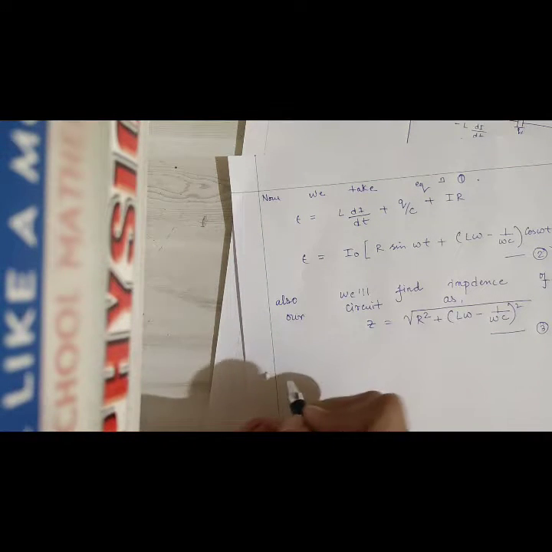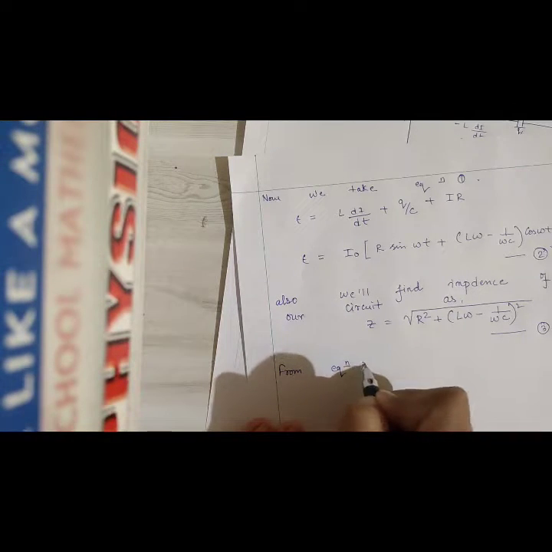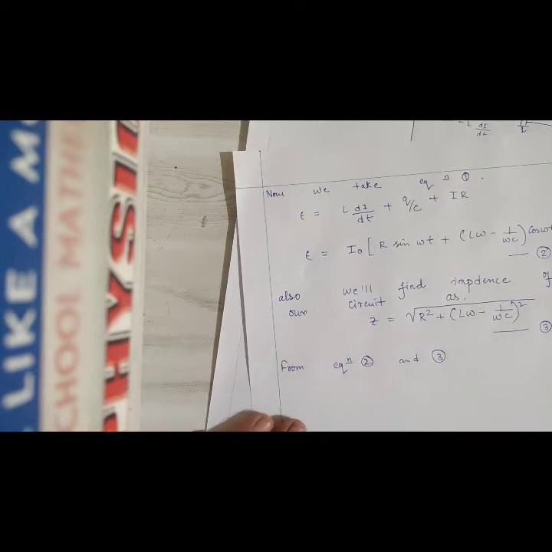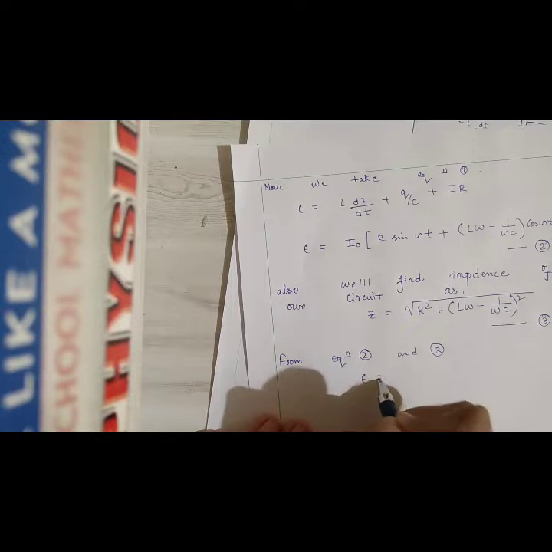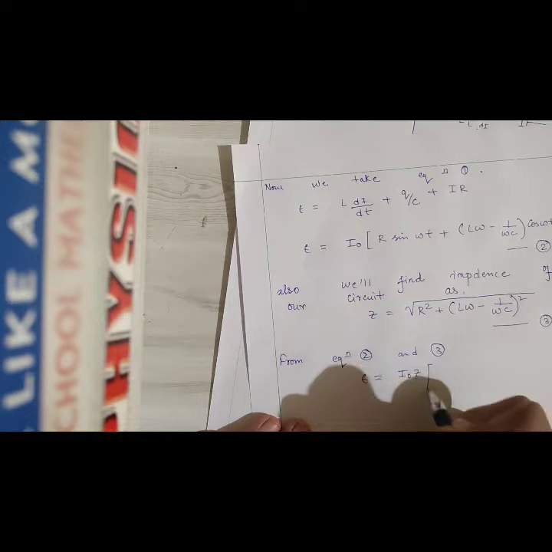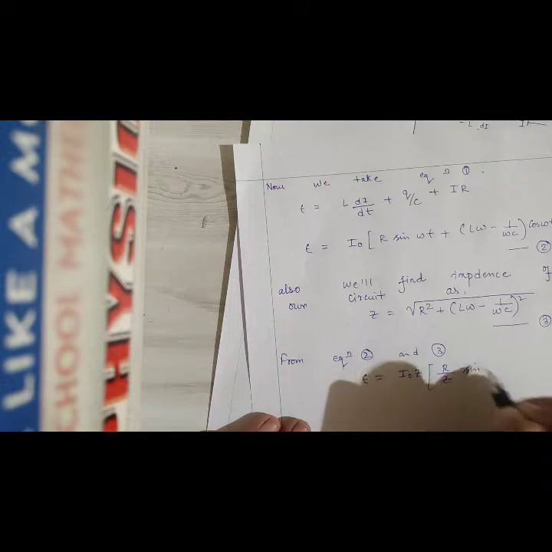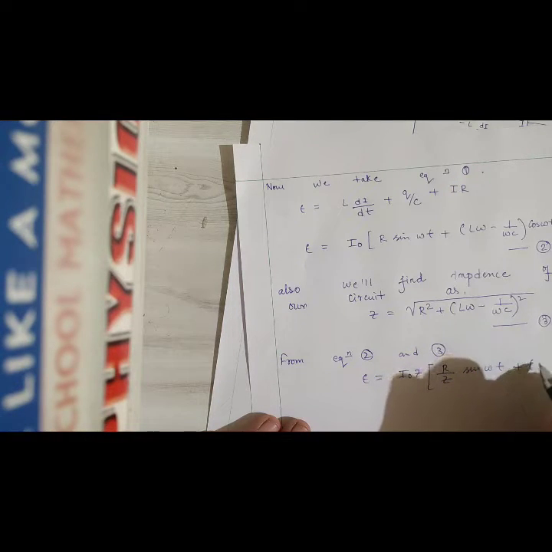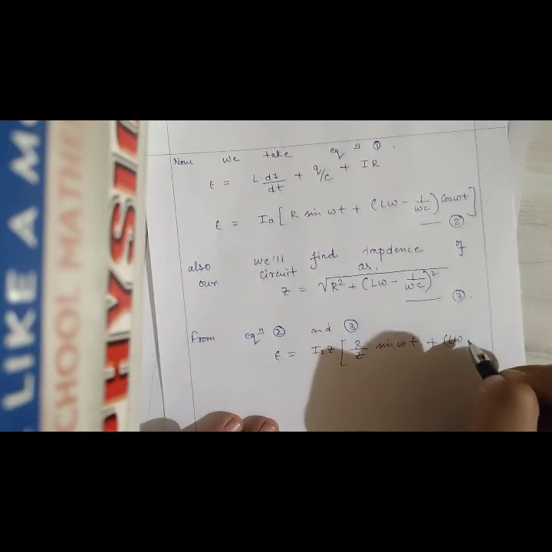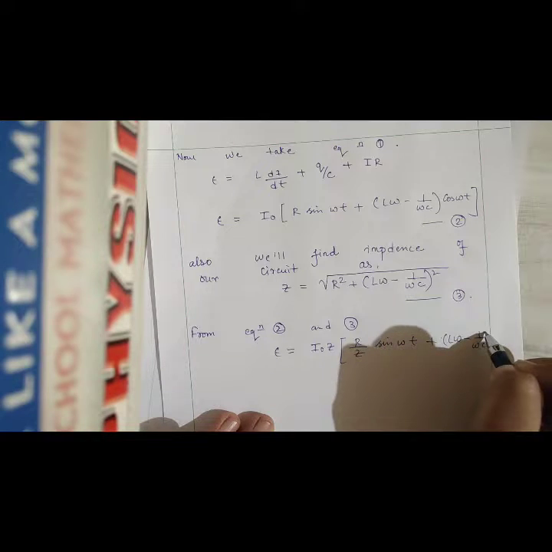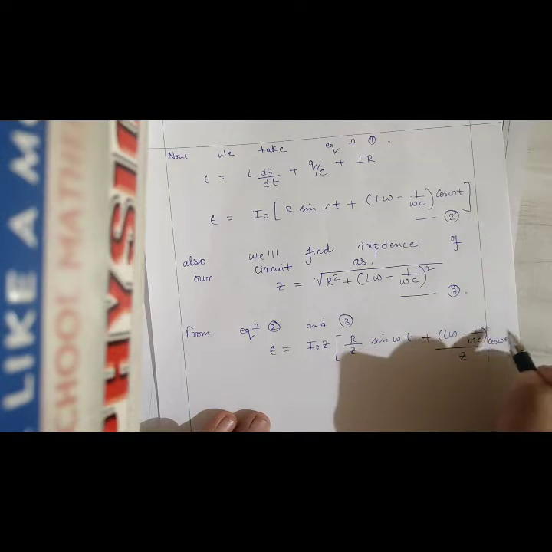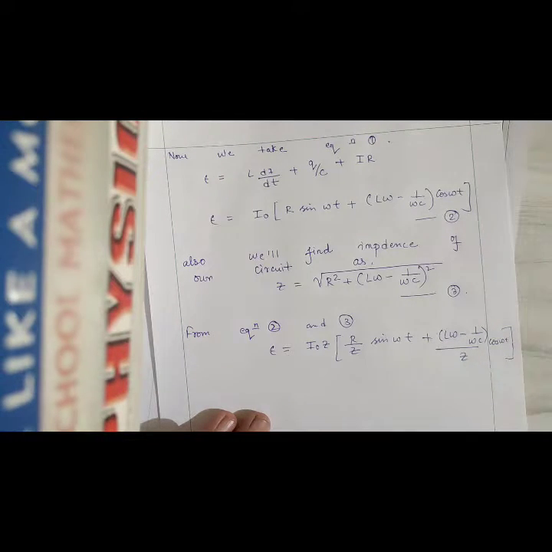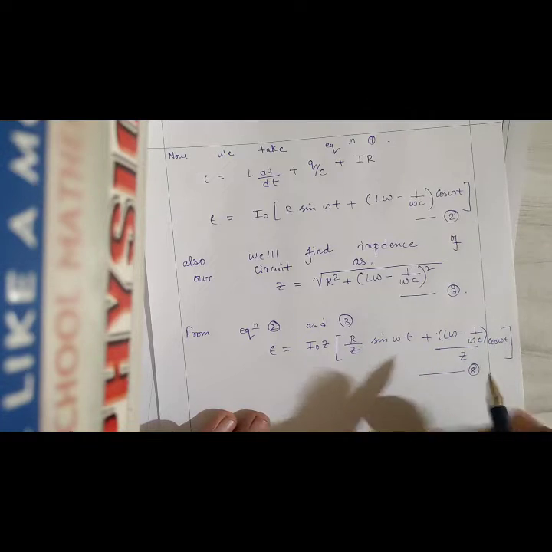From equation number 2 and 3, we will again get the value of E, that will be equal to I naught Z, R by Z sin omega t plus (L omega minus 1 by omega C) by Z into cos omega t. We can write this as equation number 8.